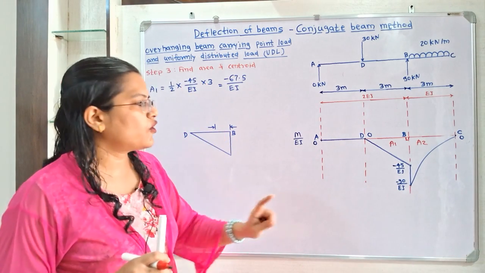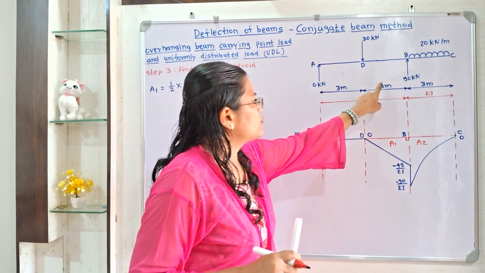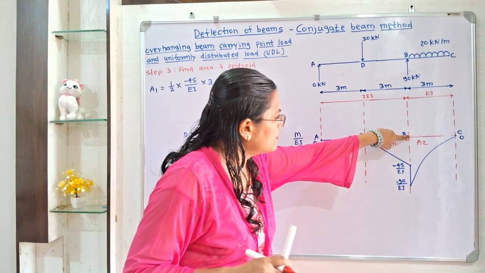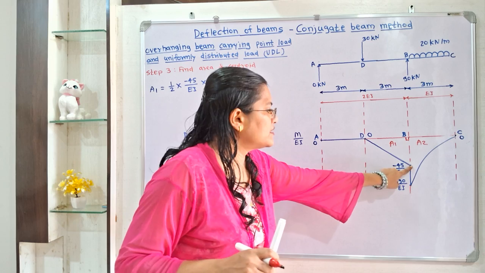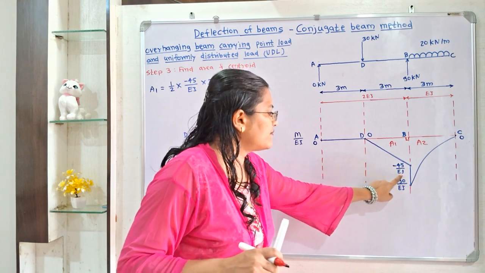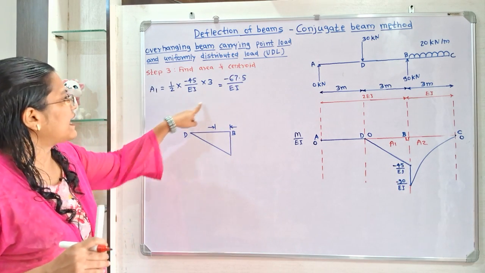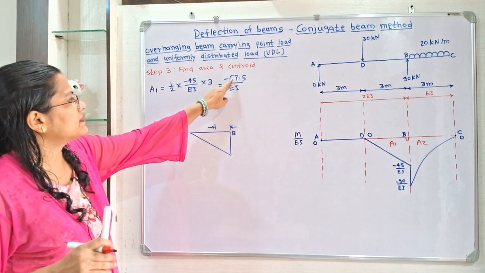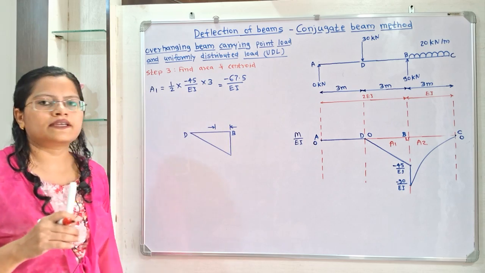So what is the value of base? Base is equal to 3 meter, and the value of height, from this point up to this point, is minus 45 by EI. So when we calculate, we will get the answer minus 67.5 by EI.